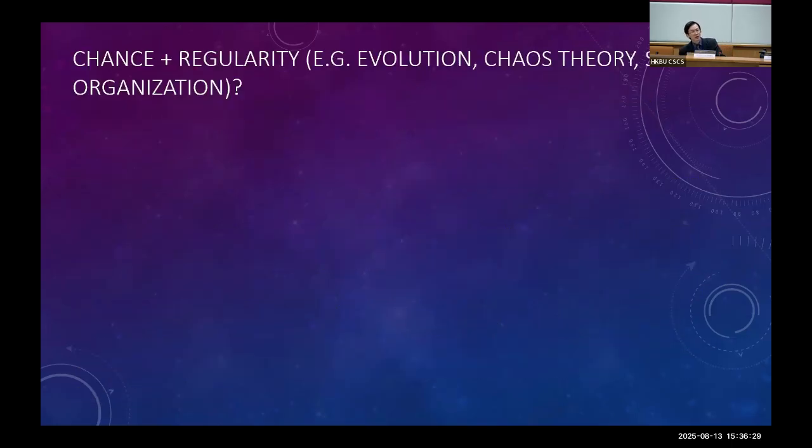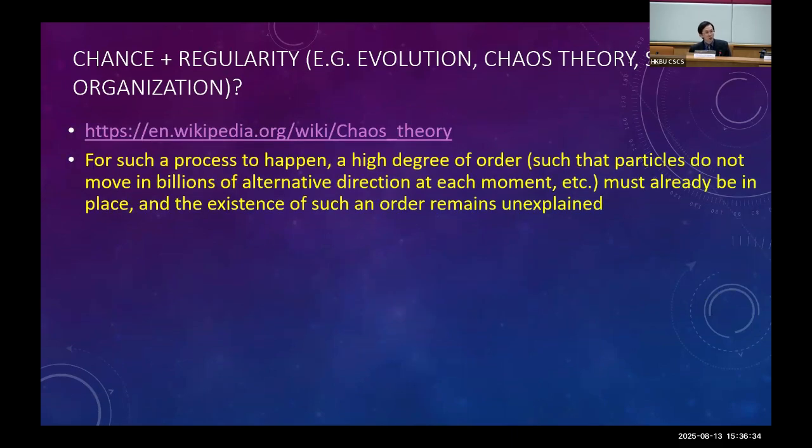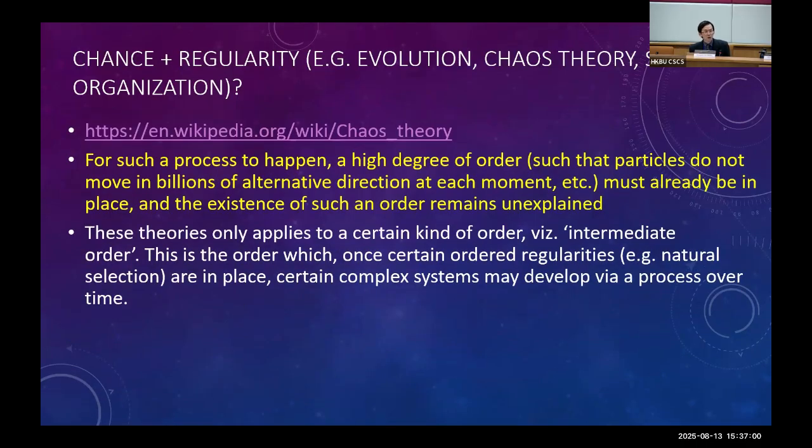Now, what about chance plus regularity? So for example, evolution, chaos theory. Again, it doesn't work. Why? Because for such a process to happen, there must be a high degree of order such that the particles, for example, do not move in billions of alternative directions at each moment, totally chaotically. There must already be some order there, right? Even in so-called chaos theory, there is a statistical order that's already there. Likewise for evolution as well, right? Natural selection and other laws must already be there. And so that remains unexplained, right? How do you account for that order in the first place? And so these theories fail to explain away design.